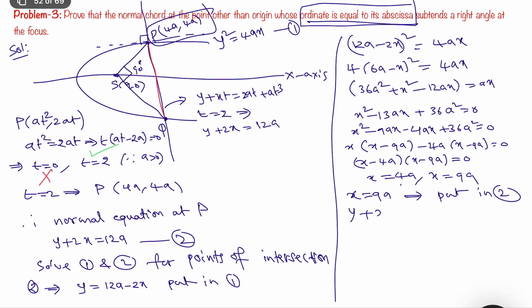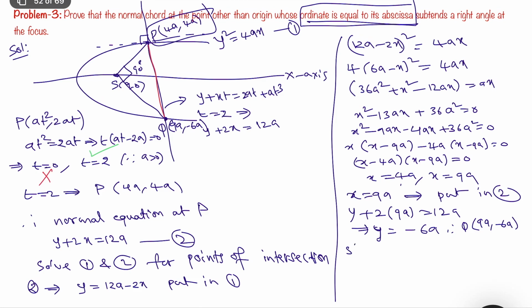y plus 2 times 9a equal to 12a. Okay, so that should give you y equal to 12a minus 18a, that will be 6a. Therefore, this Q coordinate is going to be 9a comma minus 6a. Okay, therefore Q is what? 9a comma minus 6a. Okay, fine.